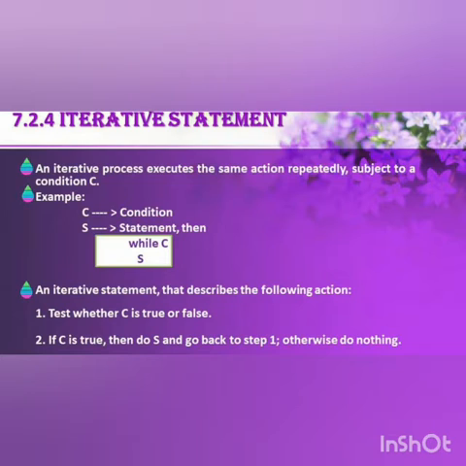If the condition C is true, the statement S will be executed. After executing the statement, again it checks the condition. If the condition is true, the statement will be executed. So, the same process will be repeated until the condition is made false.